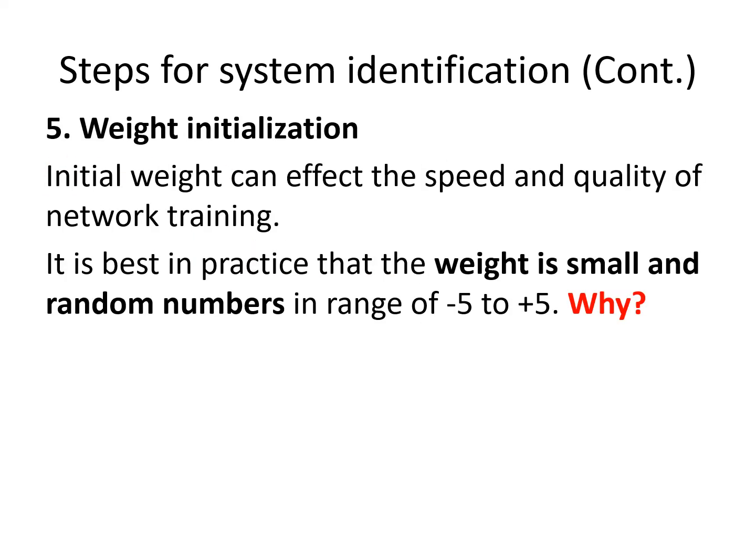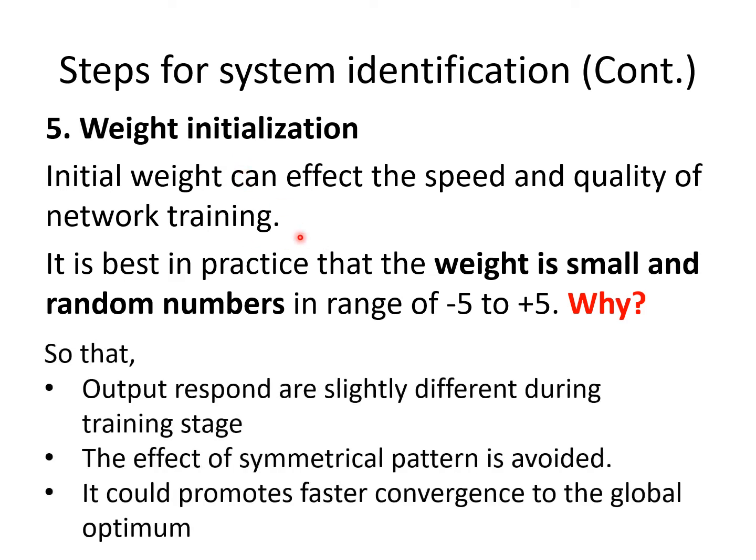Then we have to initialize the weights, of course. This is normally done by the software, but we normally make it random, say between -5 to 5, not necessarily. And random, not the same. If it's the same, then the effect on the network change will be very small, so the output response changes slightly differently at every stage. You don't have a symmetrical pattern. If you keep them the same, then everything will change similarly, and the effect on the next step will not be good. Random initialization also promotes faster convergence, depending on what type of method you use.